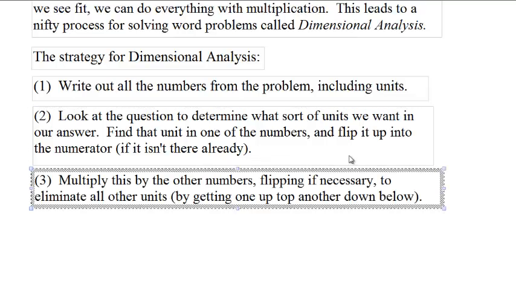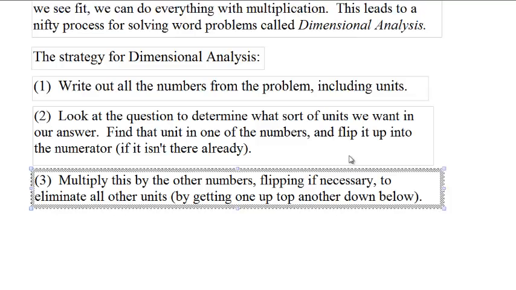Next, and this requires a little bit of work, but not too much, you take that number that you've put aside and you multiply it by the other piece of information that you have in such a way as to eliminate all the units except for the one that you're looking for. So if you have miles down below and you want that to go away, you want to multiply something that has miles up top in order to get the miles to cancel out. So you flip them if you want.